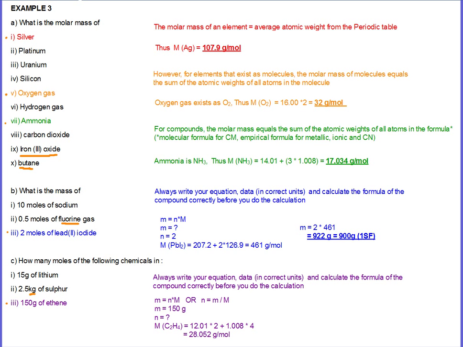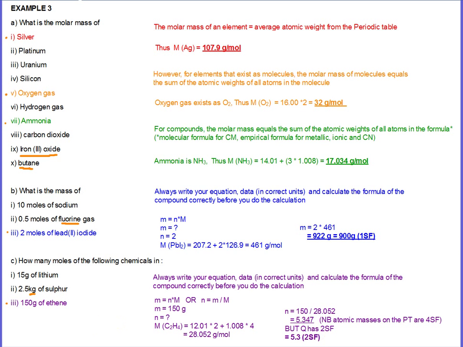My next step in my DSORD is to substitute. So I'm going to put number of moles equals mass over molar mass, which is 150 divided by 28.052. Then I do my answer, which is 5.347. Because the atomic masses on the periodic table are 4 significant figures, but this question had 2 significant figures, I'm going to round my answer off to 2 significant figures, which is 5.3 moles. So you've got 5.3 moles if you have 150 grams of ethene.